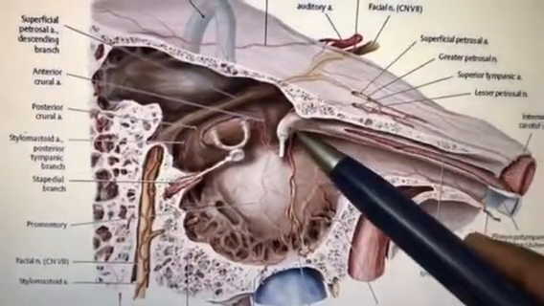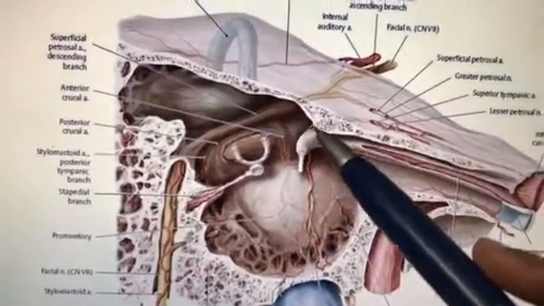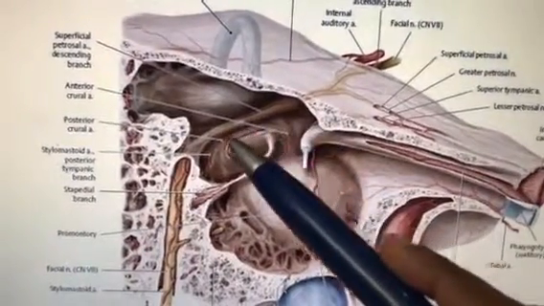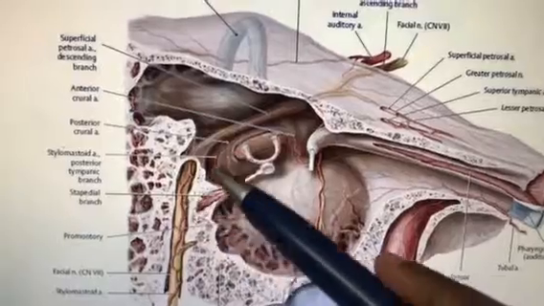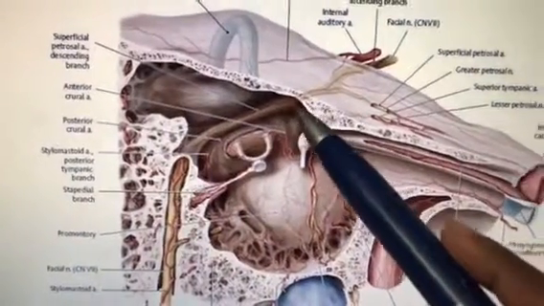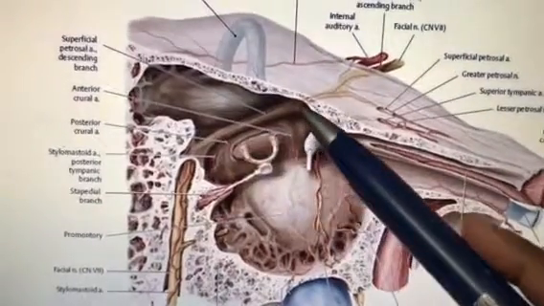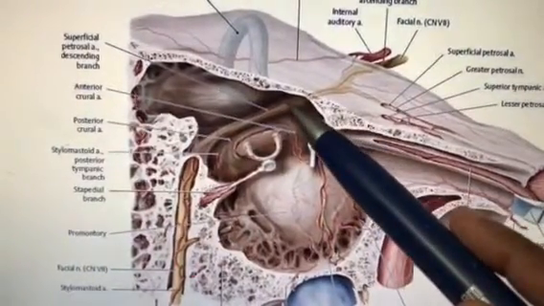The geniculate ganglion you can see is here, inside the petrous part of the temporal bone. Here you can see the nerve is coming out and then it is entering into the canal called the facial canal. The facial canal has a horizontal part and a vertical part. The horizontal part only we are going to discuss. Here is your geniculate ganglion.